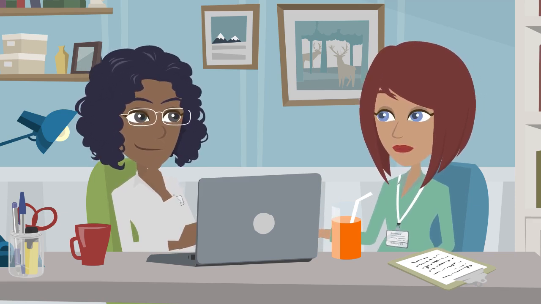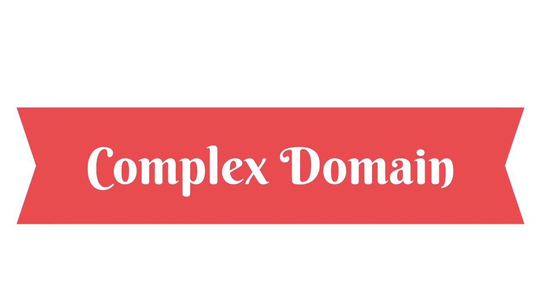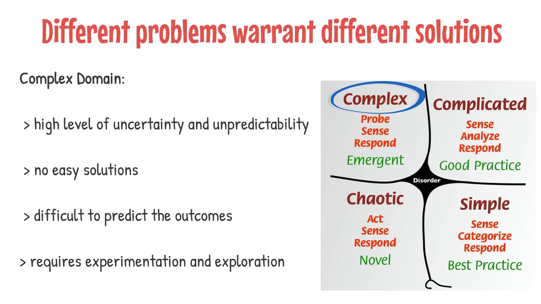Third is the complex domain. This domain is characterized by a high level of uncertainty and unpredictability, with many interconnected factors and variables that can influence the outcome. In the complex domain, there are no easy solutions, and it is difficult to predict the outcome of different actions or interventions. Instead of relying on analysis and expertise, the focus in the complex domain is on experimentation, exploration, and emergent solutions.